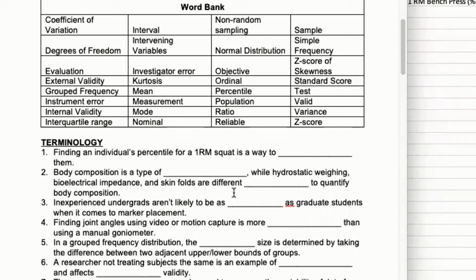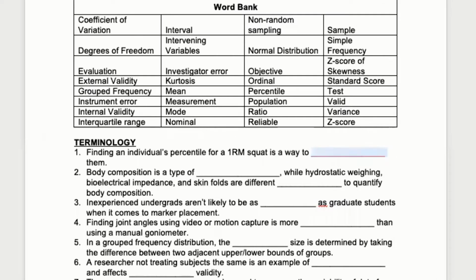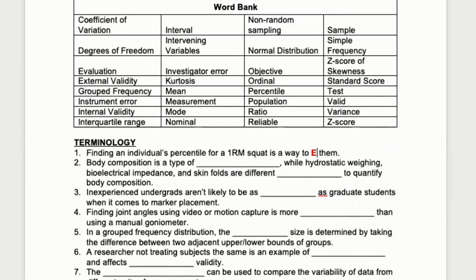Okay. So number one: finding an individual's percentile for a 1 RM squat is a way to blank them. We're all on the right page, so that's good. The correct answer to this one would be evaluate. I'm going to expand this a little bit, and I'll do bold. So evaluate is the answer I was looking for.